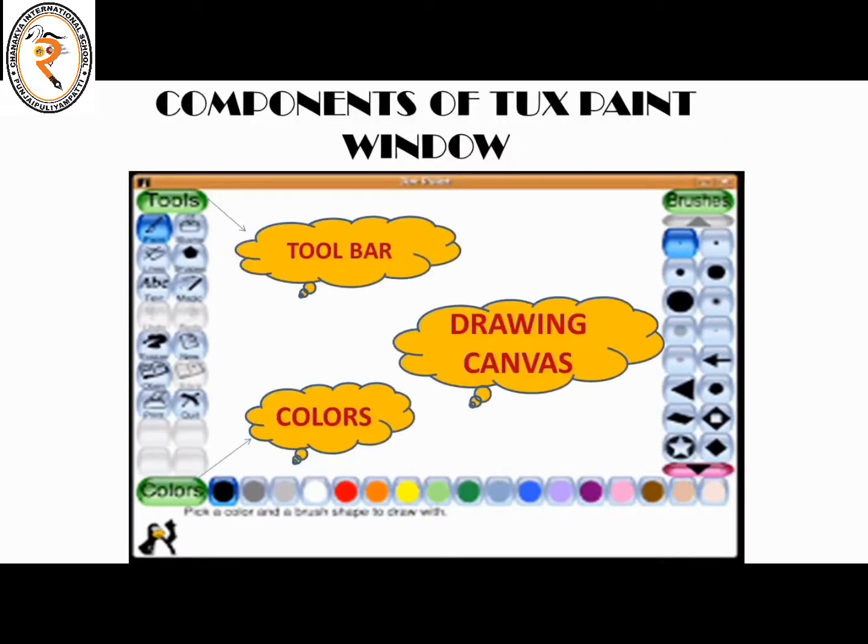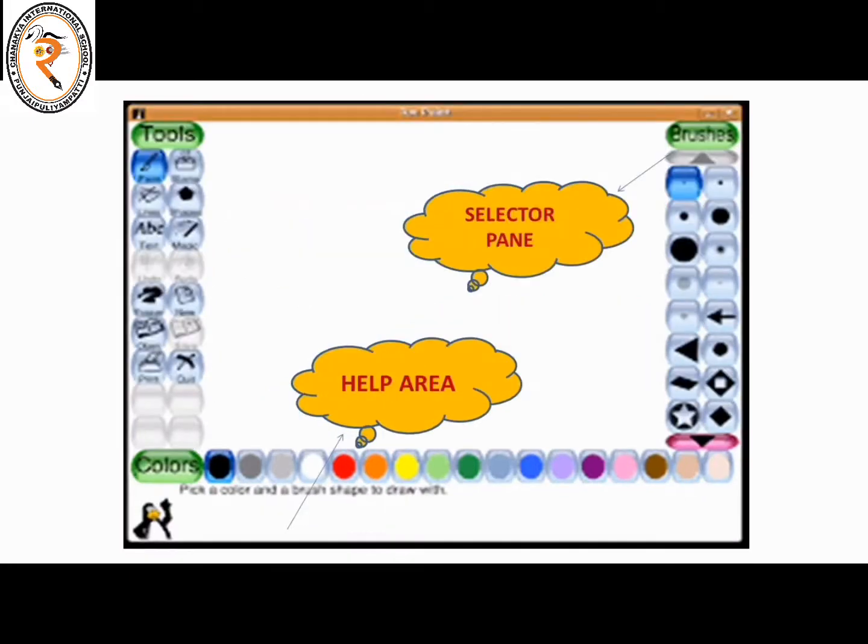So first is the toolbar. The different tools to draw are called toolbars, and brushes. Brushes are the different sizes of brushes and the movement of brushes. Next is color. At the bottom of the screen you can see the colors. These are some of the components. The white plain area is called the drawing canvas. In simple Paint you would have called it the drawing area, but in Tux Paint it is called the drawing canvas. And the different brushes available in the left corner are called the selector pane.